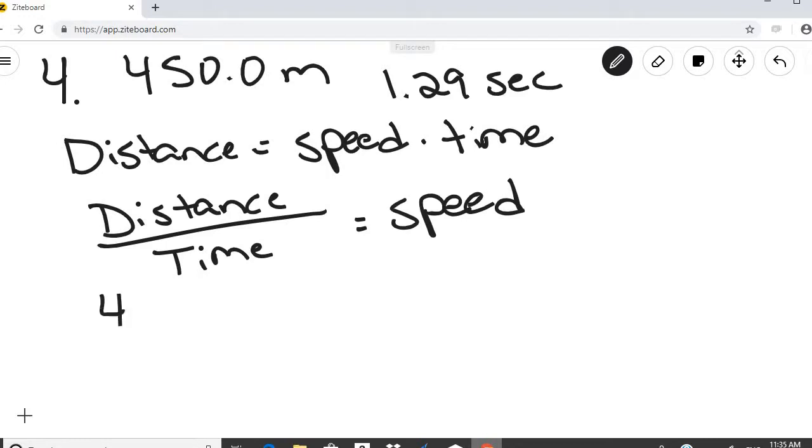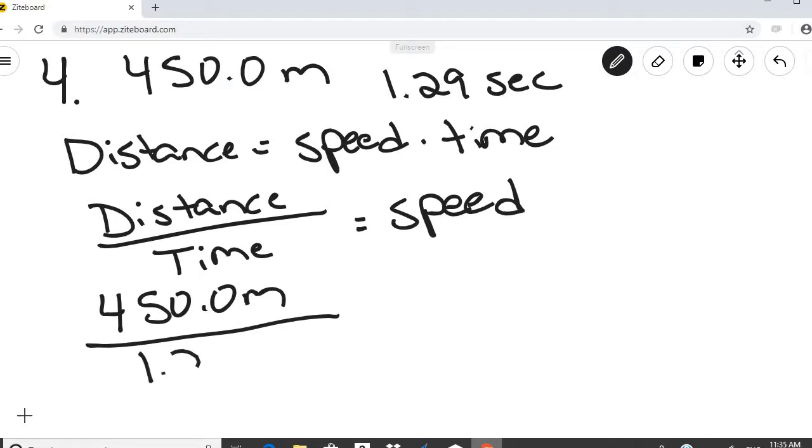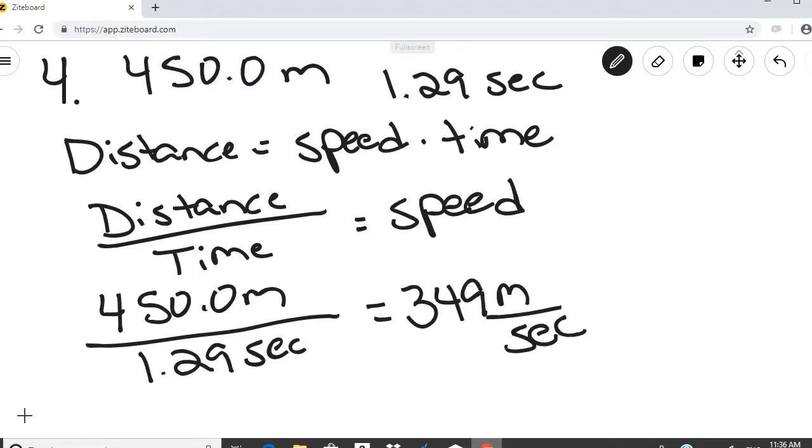So the distance was 450.0 meters. The time was 1.29 seconds. So with 3 significant figures, you should get 349 meters per second. Okay.